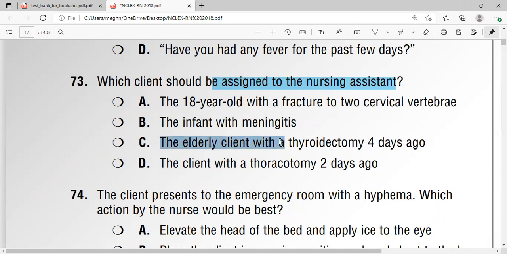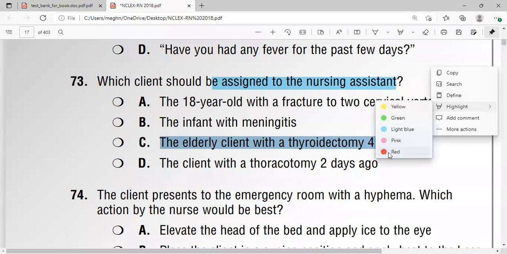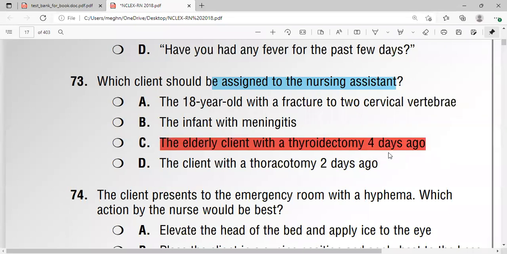So the elderly client with the thyroidectomy 4 days ago means this patient is stable already, 4 days after the surgical operation, right? So the 18 years old with a fracture, it is a very unstable patient.